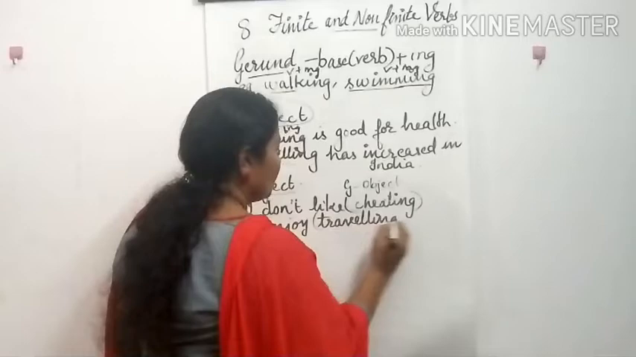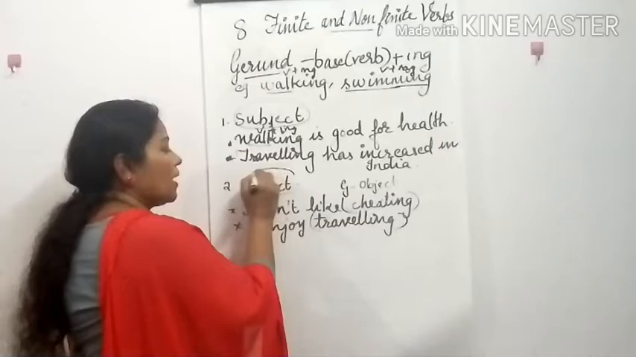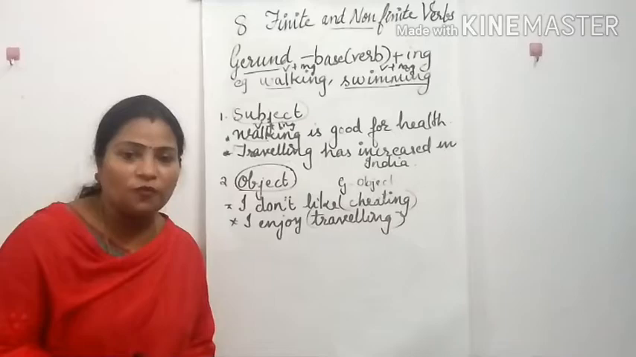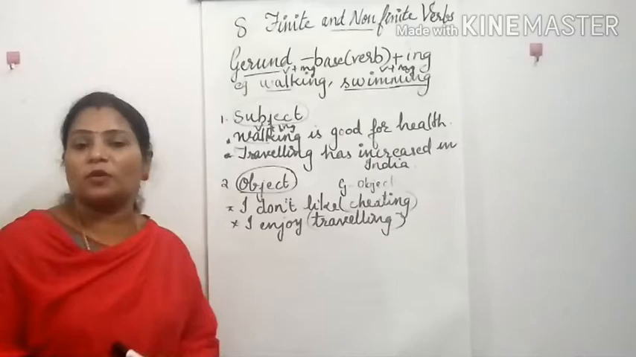Okay? So gerunds can also act as an object. Gerunds mean verbs with the ing form, and they can act as a subject in the sentence. They can also act as an object in the sentence. I hope this part is also very clear to you.